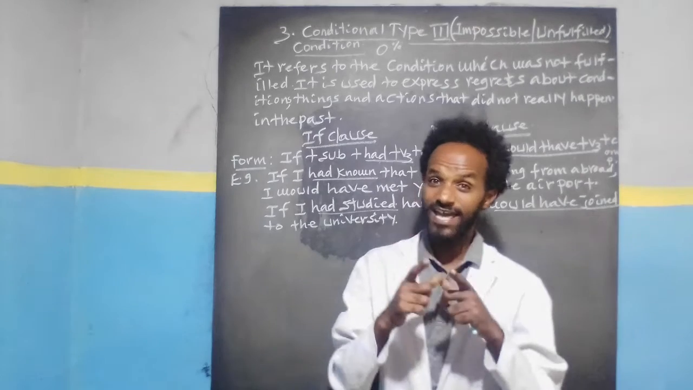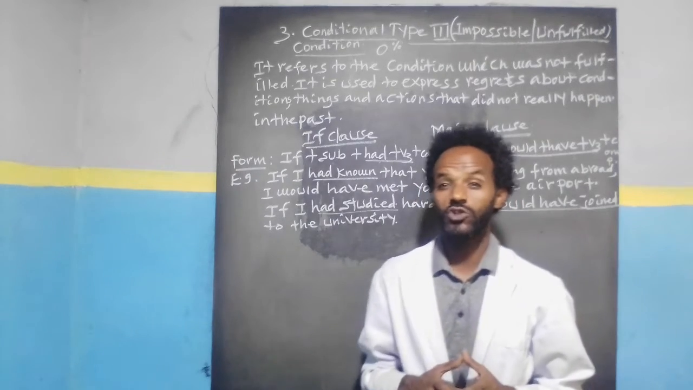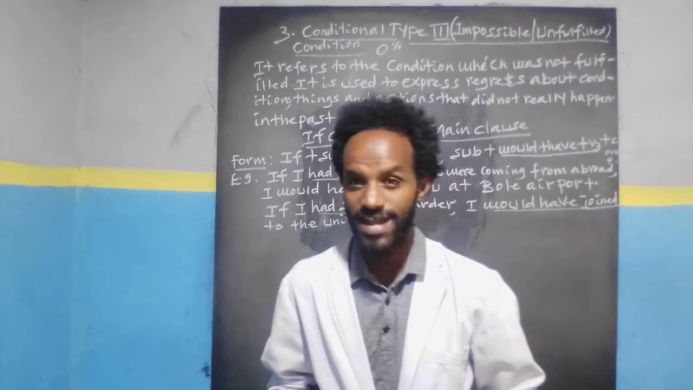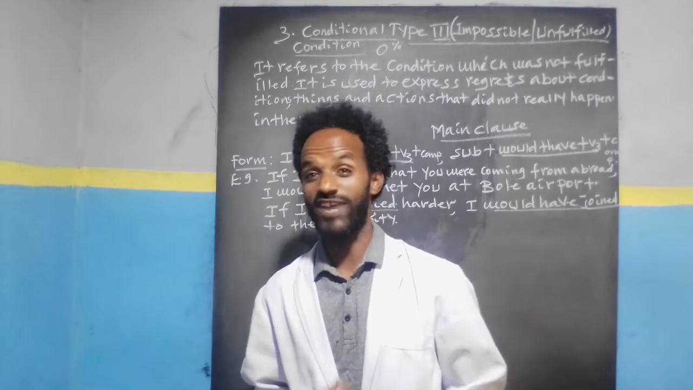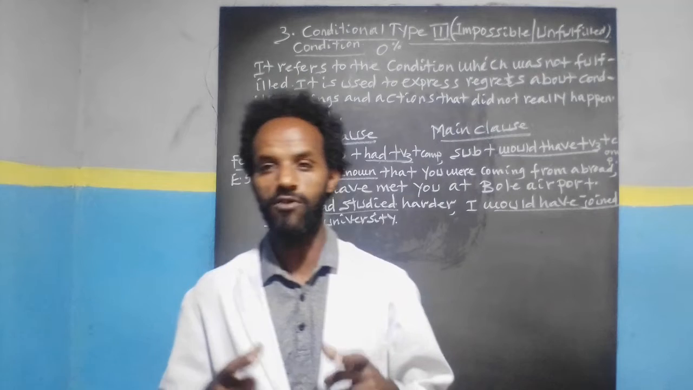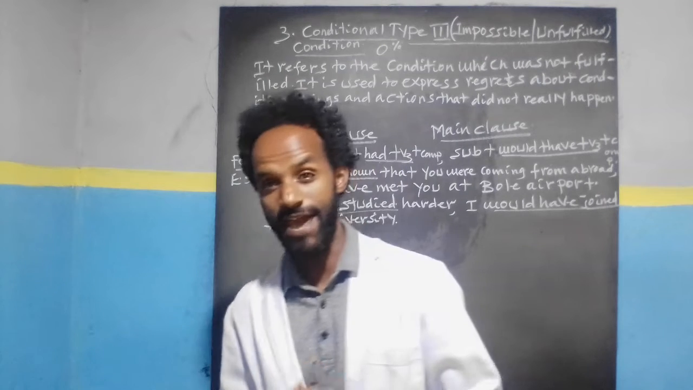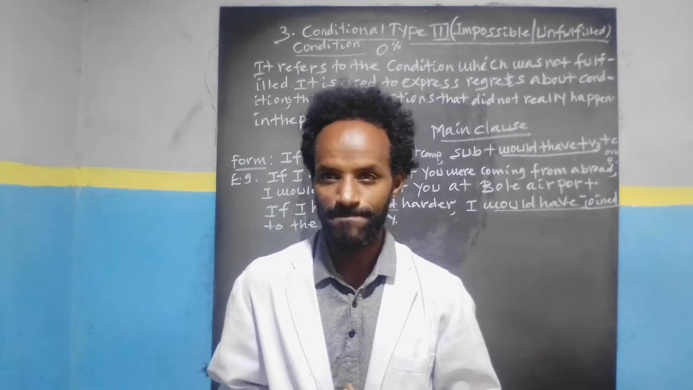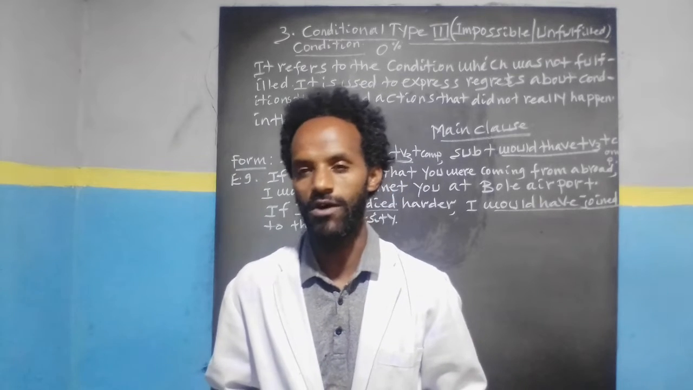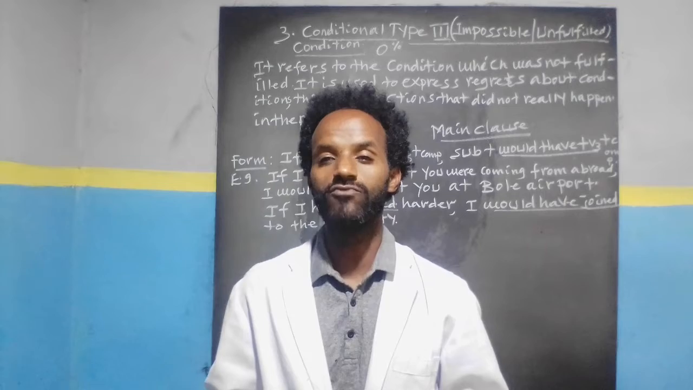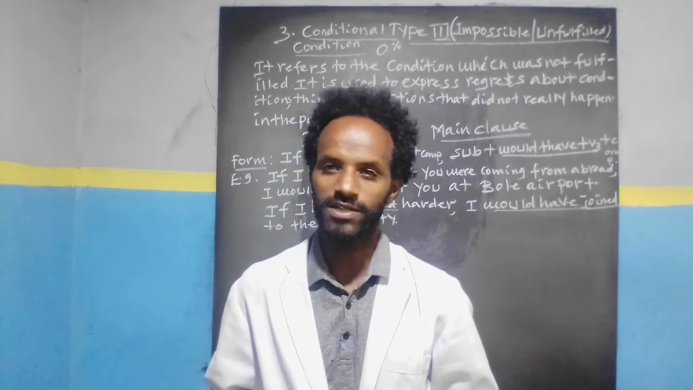And today I'm going to teach you about the last kind or type of conditional sentence, which is called conditional type 3. This type of conditional sentence can be named in many different names, and commonly we call it the impossible condition, unfulfilled condition, or regret and rejected type of conditional sentence.